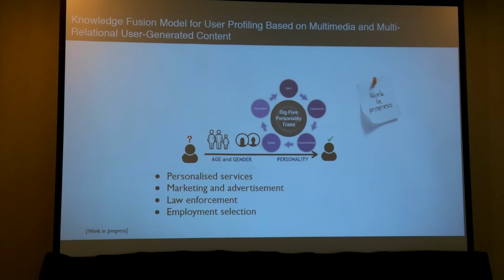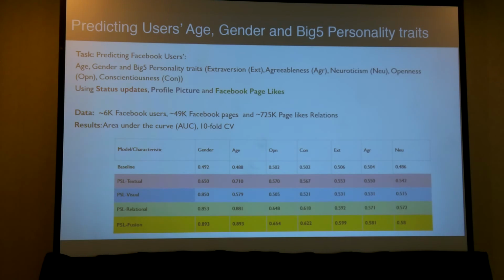So here is an actual use of this model. I tried it for age, gender, and personality prediction of Facebook users. I couldn't give you the data, unfortunately, so that's why we used synthetic data. This user model is used for personalized services, for marketing, for advertisements, so it's a useful model. Here are the results, it's work in progress, but I have a subset of the users. I'm using a local predictor, which is logistic regression. I'm also using the profile picture of the users and the Facebook likes. It's about 6,000 users, 49,000 Facebook pages, 725,000 page likes, and this is the result I'm getting.